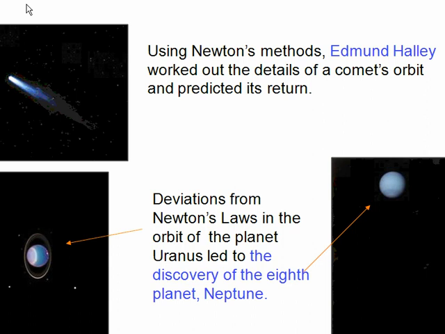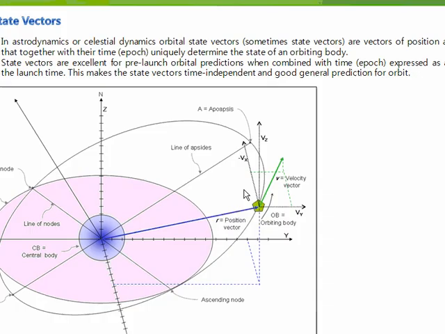These laws were applied to other objects in our solar system. Halley used it and etc. So let's do some analysis on it.